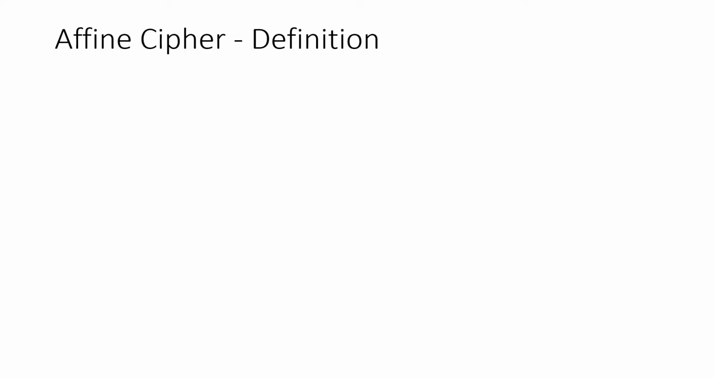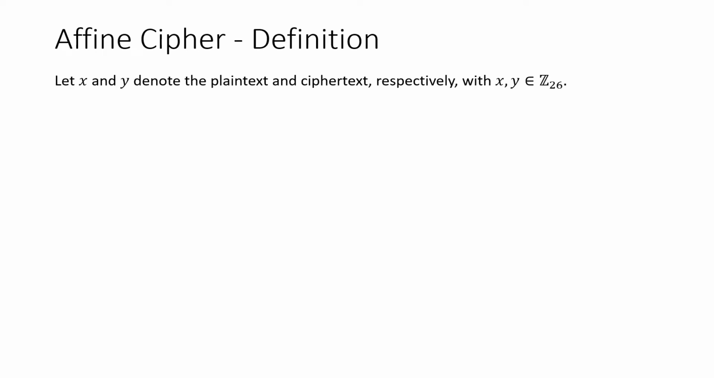Just keep in mind for Affine Cipher, there are 5 components: plaintext, ciphertext, key, encryption function, and a decryption function. Now with this in mind, let X and Y denote the plaintext and ciphertext respectively in Z26. The reason we're working with Z26 is that there are 26 letters in the English alphabet. If you're using another language that has a different number of letters in it, then you use that number, but the idea is the same.